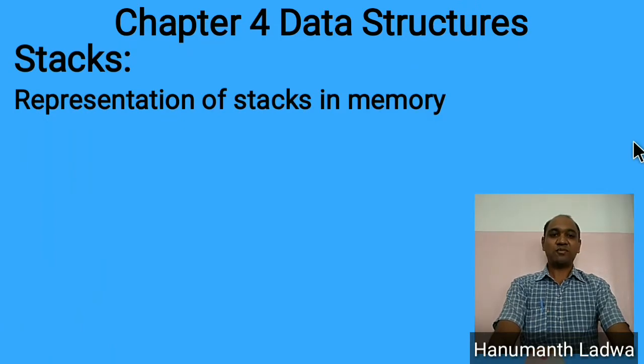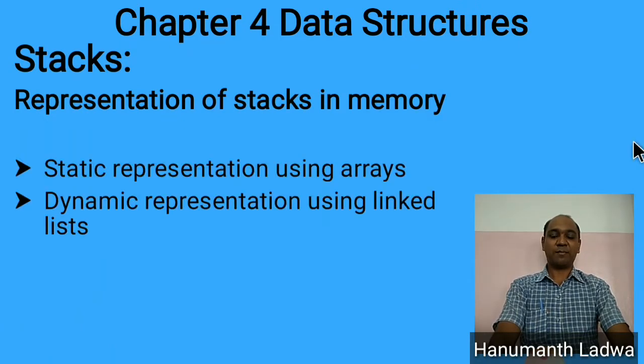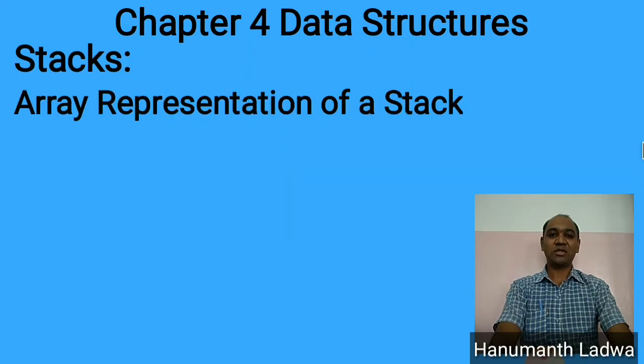Next, representation of stacks in memory. Here there are two different methods in which we represent a stack in memory. The first one is static representation using arrays, which is fixed in nature. The second is dynamic representation using linked lists, which is variable in nature. So let us continue with the first one, array representation of a stack. That is the static structure or a fixed structure.